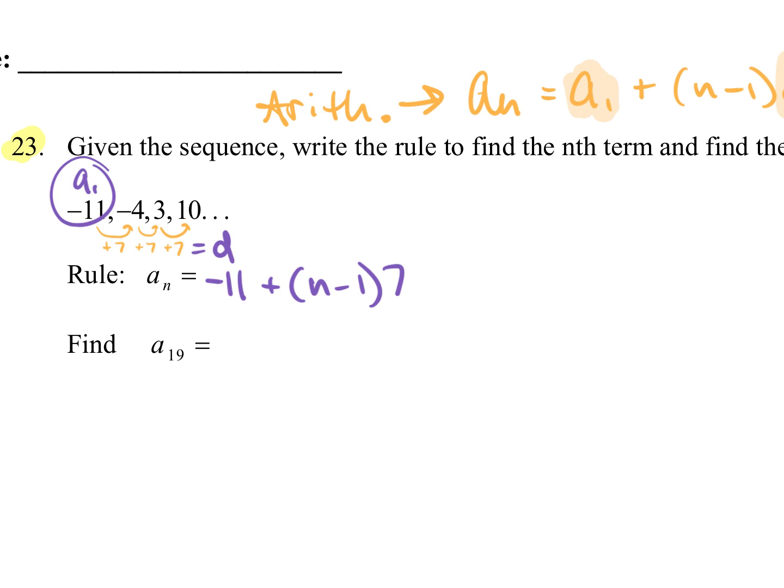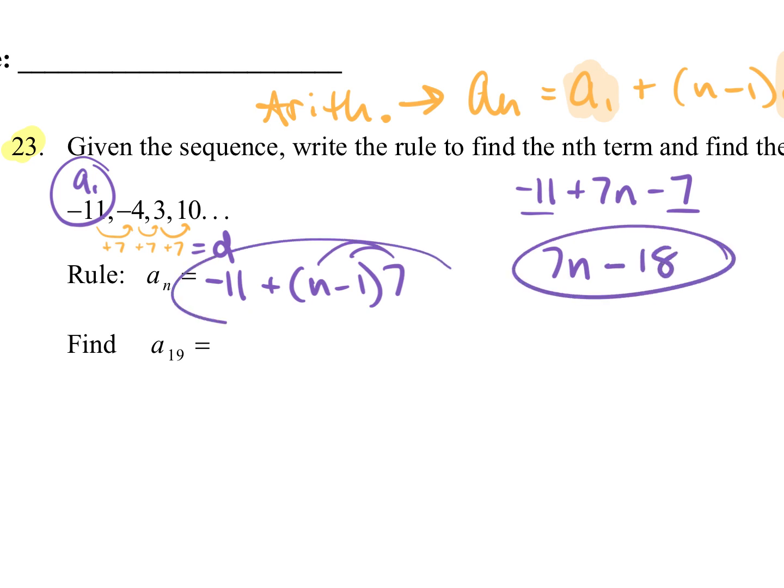Now remember, it's multiple choice, so it could be written like this. It could also be simplified. So we could distribute the 7. So we have negative 11 plus 7n minus 7. And then combine our like terms, so 7n minus 18. So these are both right answers. It just depends on how it looks on the tests for your answer choices.